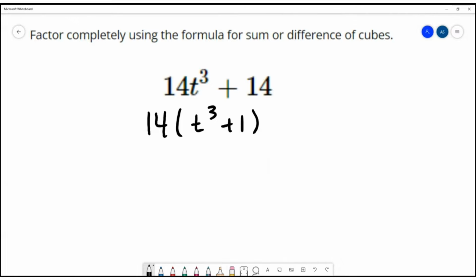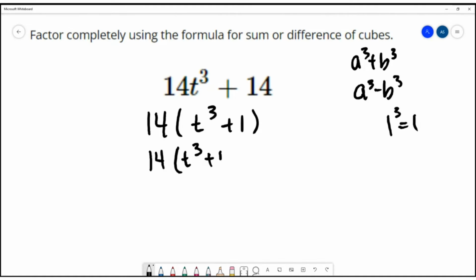Now we factored the greatest common factor, and inside the parentheses we want to look to see if we have a sum or difference of cubes. A sum of cubes would be a cubed plus b cubed. A difference of cubes would be a cubed minus b cubed. I've got t cubed, so definitely a cube in the first term. We've got a plus, so we have a sum. And 1 is a special number because 1 to any power is 1, so 1 cubed is the same thing as 1. We do have a sum of cubes in that parenthesis, so we can think of this as 14 times t cubed plus 1 cubed.